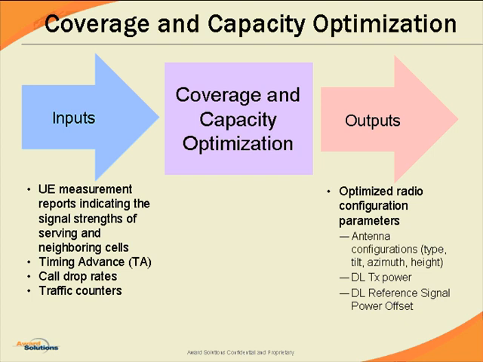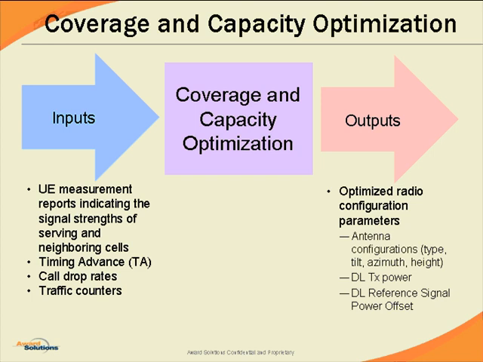We can use all those kinds of inputs to figure out that, okay, maybe we have some coverage hole, so we need to do some antenna downtilt change. Instead of 5 degrees, maybe we should do only 3 degrees downtilt. Maybe we can tune some other parameters. Some things we can do automatically. So downtilt you can do automatically. However, certain things we cannot.